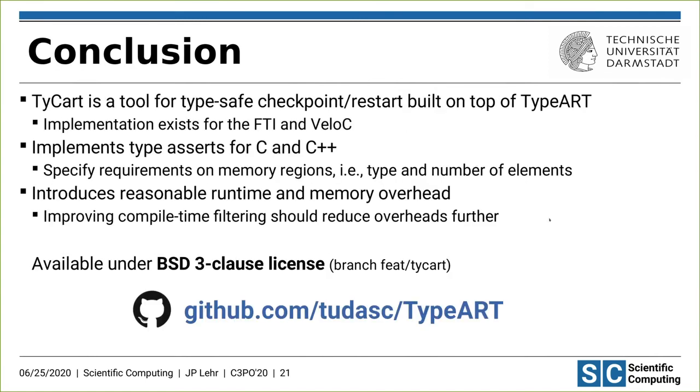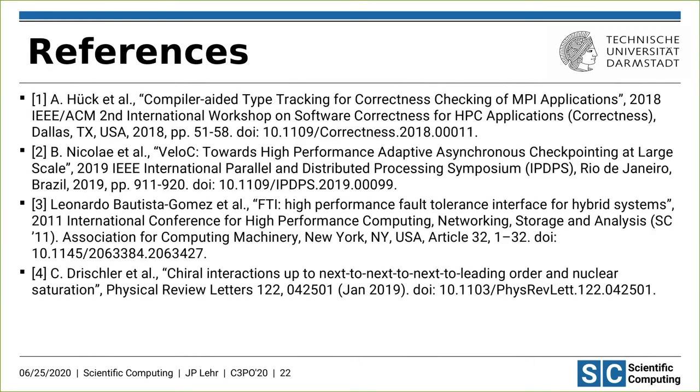So to conclude, we have seen a tool that allows for typesafe checkpointing for two different CPR libraries. It's based on what we call type asserts, where you can specify these assertions on memory regions. And in our opinion, we introduce reasonable runtime and memory overhead. It's open source, available at github.com in our repository. It's BSD3 clause licensed. And I'm happy to get feedback, and you can play around with it if you'd like to. And some references. Thank you.